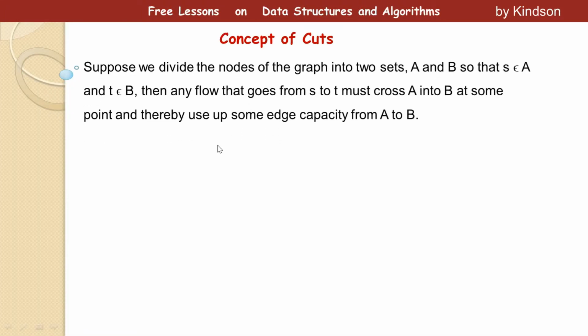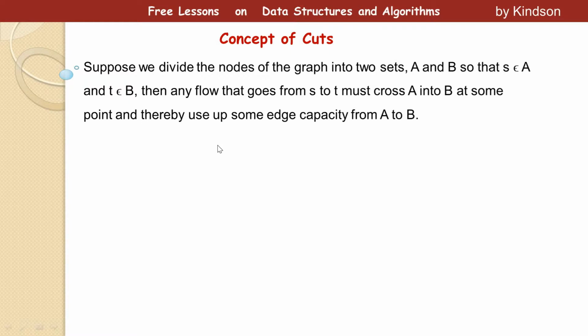Suppose we divide the nodes of the graph into two sets A and B so that S, the starting node or the source node, belongs to A and T, the sink, belongs to B. Then any flow that goes from S to T must cross from A into B at some point and therefore use up some edge capacity from A to B. What is all of this?